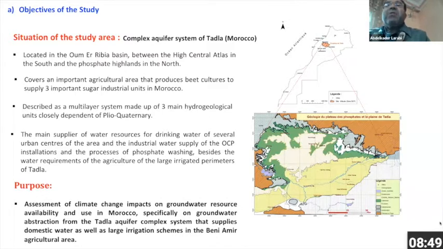The case study is located between the high central Atlas mountains in the south and the phosphate highlands in the north of Morocco, generally in the center of Morocco. The area covers an important agricultural area that produces beet cultures to supply 3 important sugar industrial units in Morocco. In addition, it supplies drinking water to several urban centers, industrial water for OCP, the phosphate company, for the process of washing, and the water requirement of the agriculture of the large irrigated area.